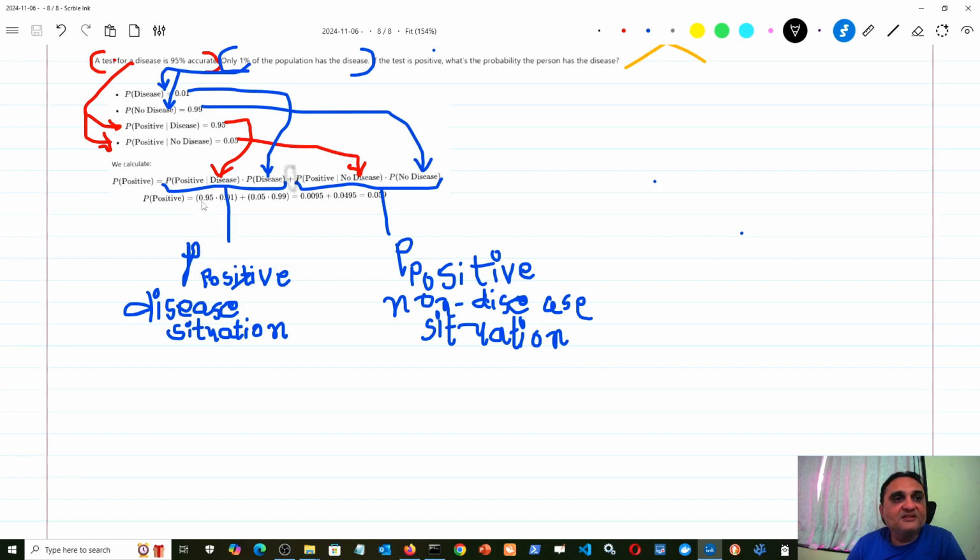So true positive and here false positive. They go on either side of this positive symbol. Okay. Now the next sentence I have to read, which is easier. Only 1% of the population. This term is important. So 1% of the population has the disease.